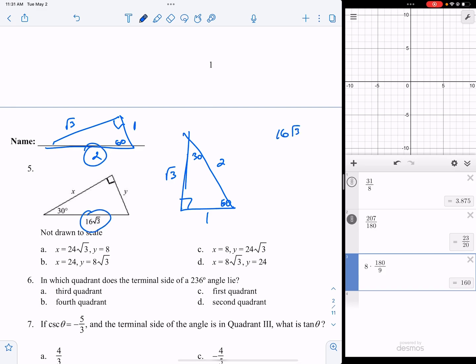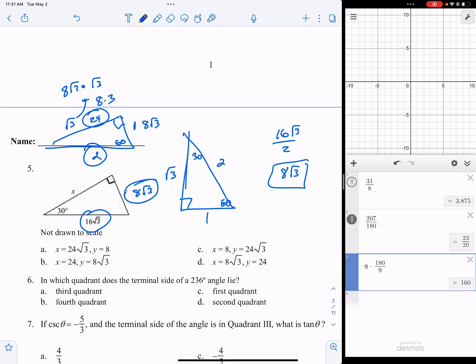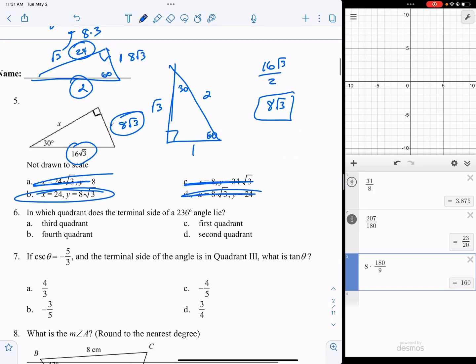So 16 root 3 divided by 2 is 8 root 3. That means that's my one side. 8 root 3 is 1. And then to find the root 3, I take 8 root 3 and multiply by another root 3. So it's 8 times 3 is 24. So x is 24, y is 8 root 3.